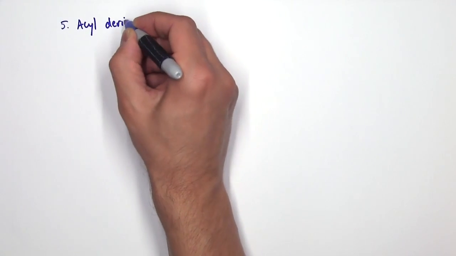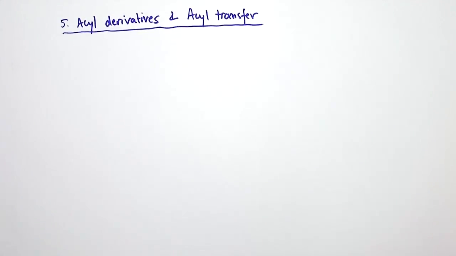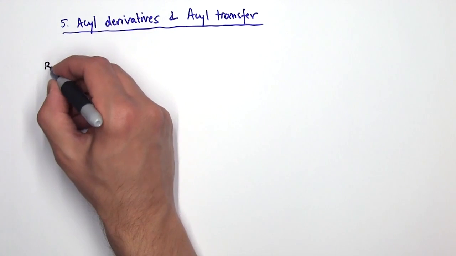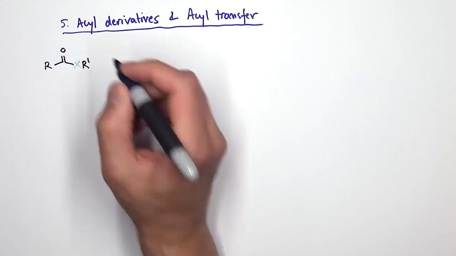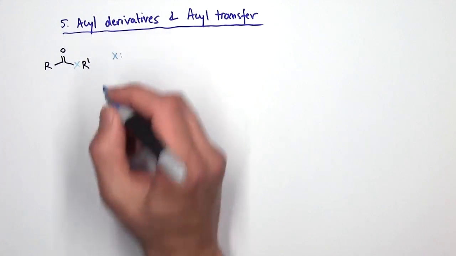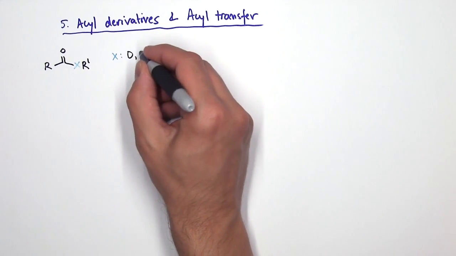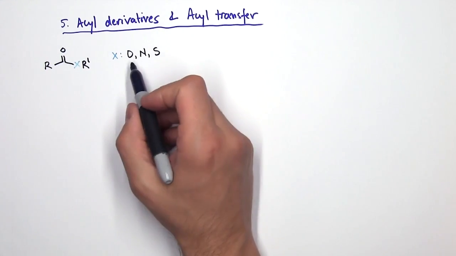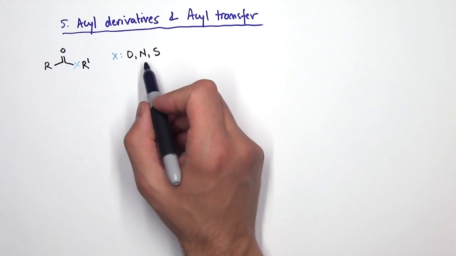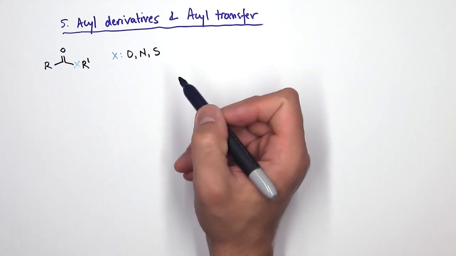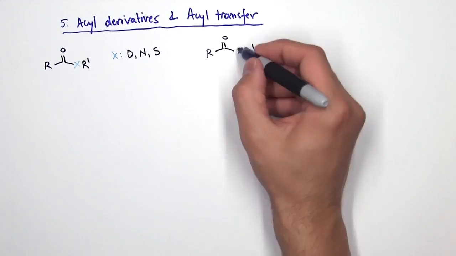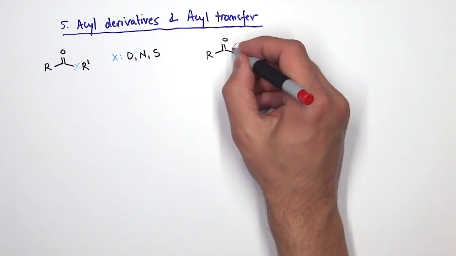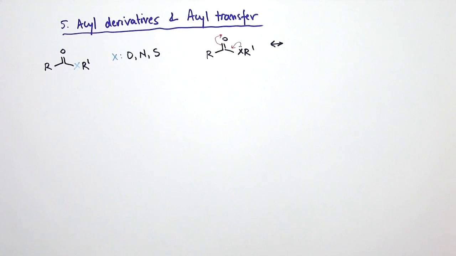So let's talk now about acyl derivatives and acyl transfer. As we mentioned, acyl derivatives have a carbonyl attached to a heteroatom. And this heteroatom can be oxygen, nitrogen, sulfur. As all these heteroatoms contain a lone pair of electrons, one of the key properties of the acyl derivatives would be a resonance between the heteroatom and the oxygen.